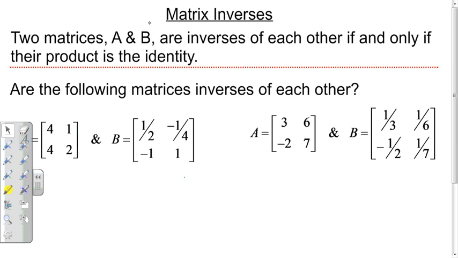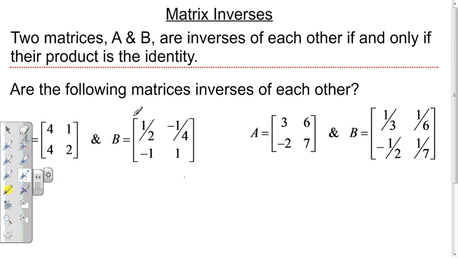Let's continue to look at matrices here in this video. We're going to specifically look at if two matrices are inverses of each other. We can look at this from a few different ways. One of the ways is just from this statement of this theorem, which says that two matrices, A and B, are inverses of each other if and only if their product is the identity.